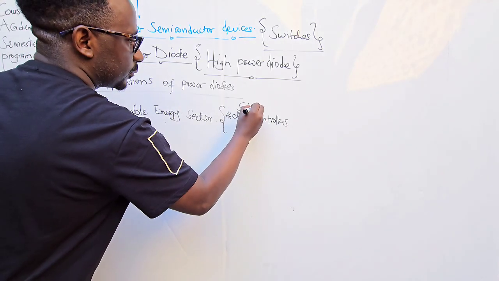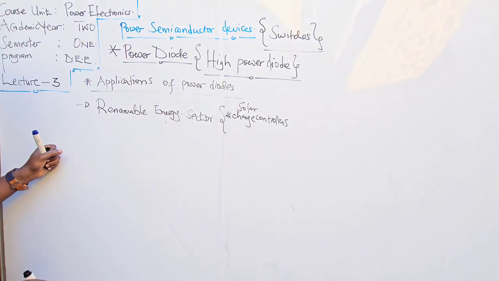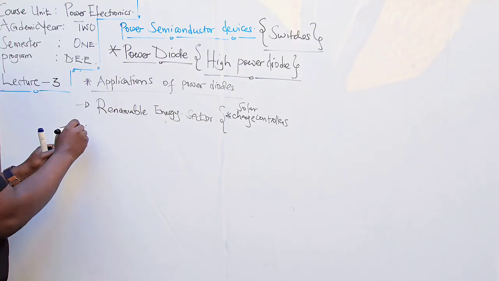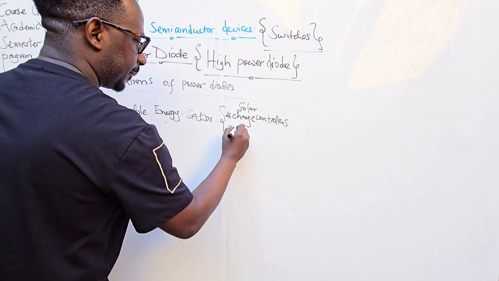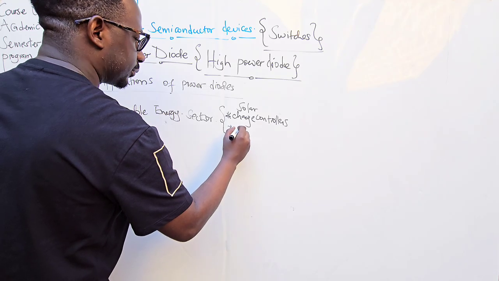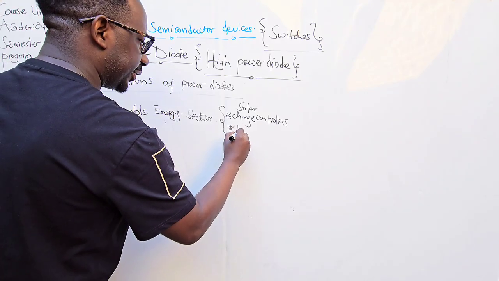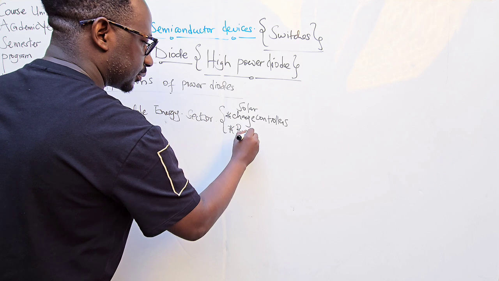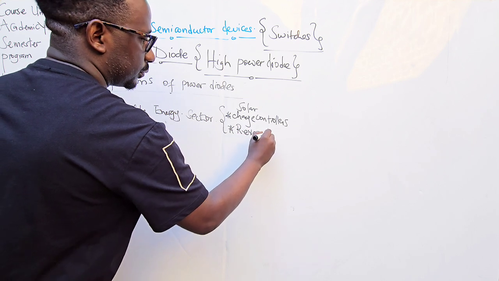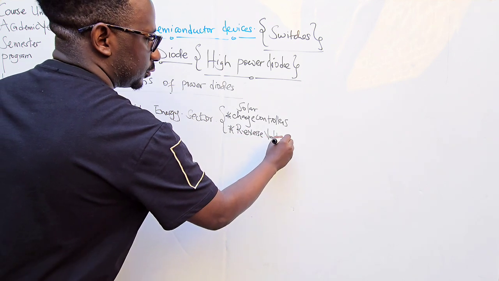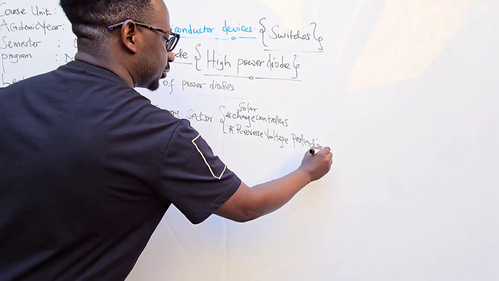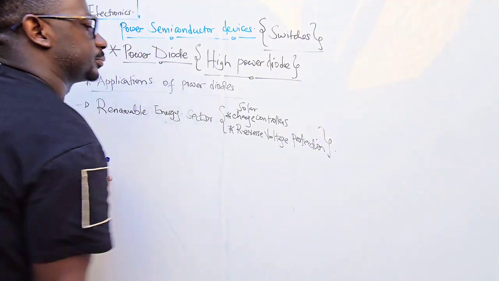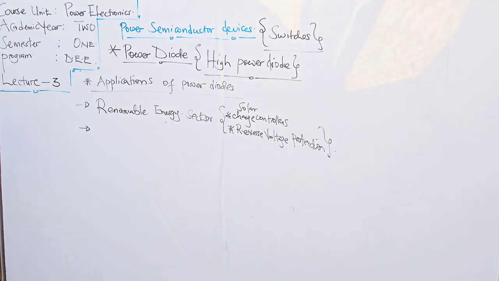So charge controllers, for example, I'll be specific and say solar charge controllers, things like reverse voltage protection circuits, or blocking diodes in solar panels.